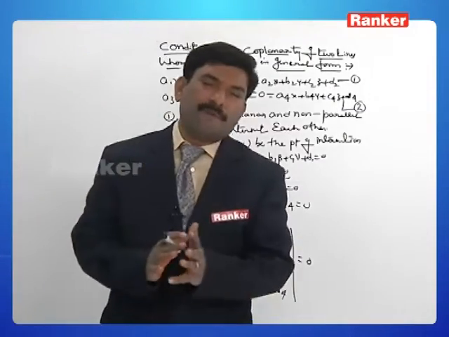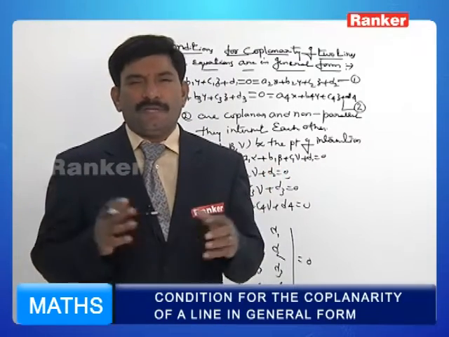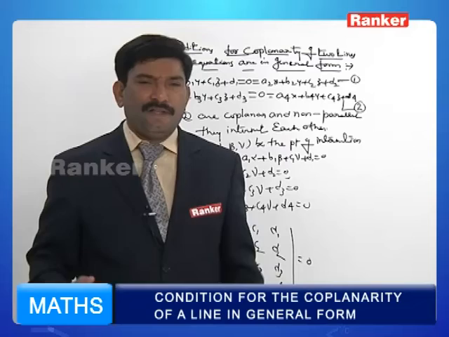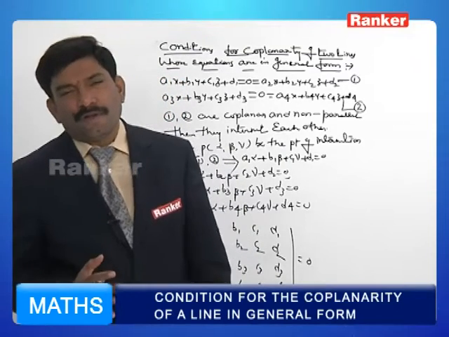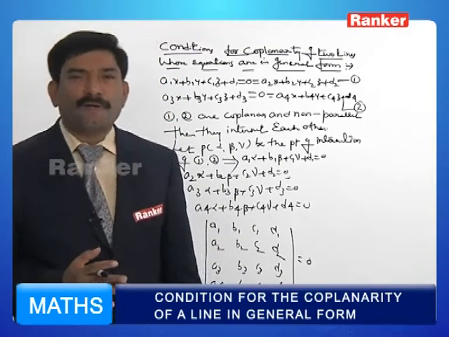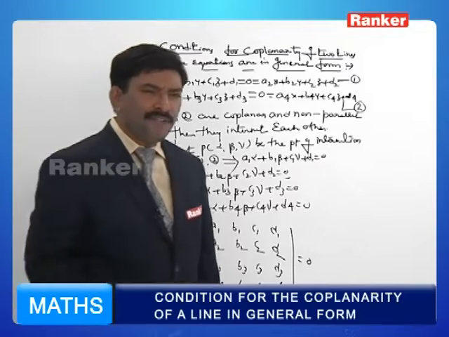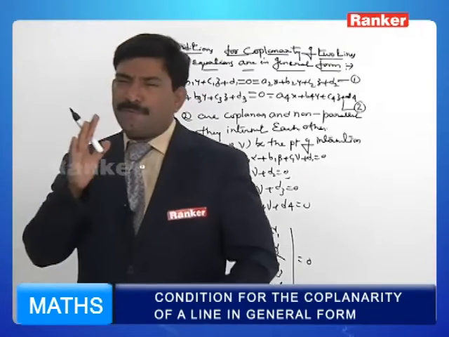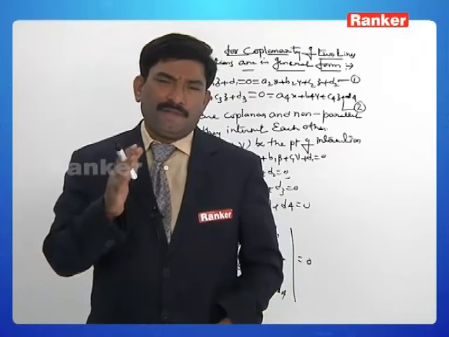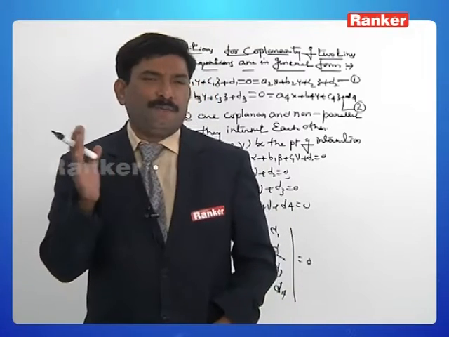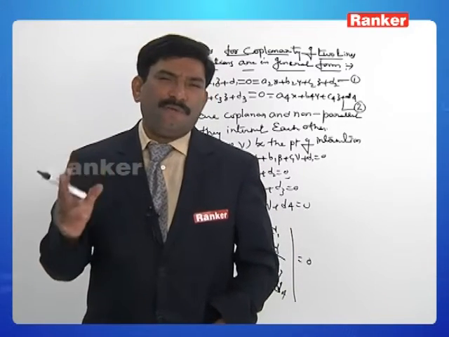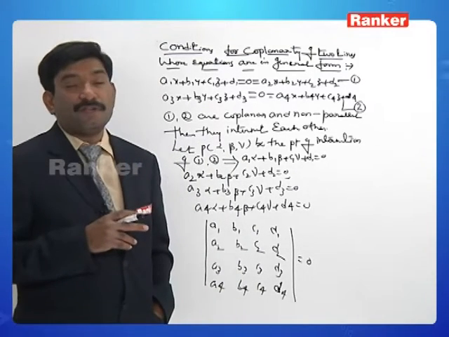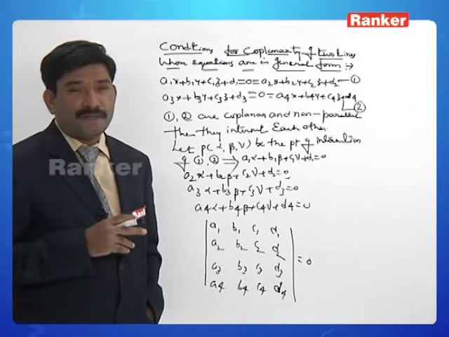If we show that the sum of all those determinants is equal to 0, then the two lines which are given in the general form are said to be coplanar and non-parallel. Now we come to how to prove that two lines in the general form are coplanar. I want to find out the equation of a plane containing them, correct or not?